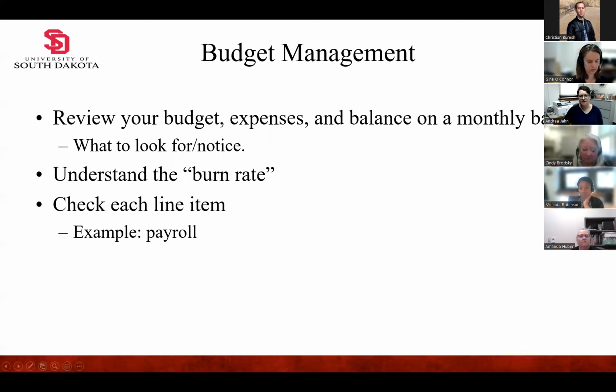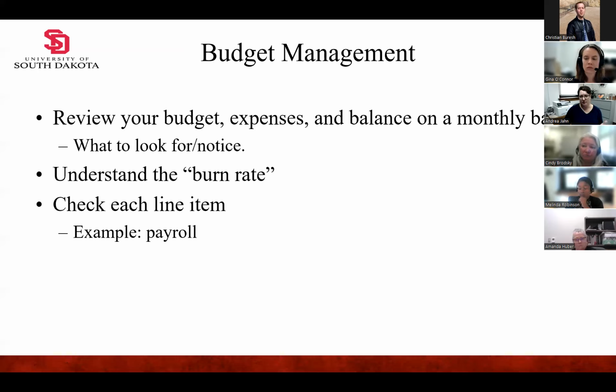The next slide, budget management. It's important to review your budget, understand the expenses that are accruing, and know what your balance is on a monthly basis. It's important to keep track of those expenses at a department level, but also for the PI to see. We need to be accountable for every expense.